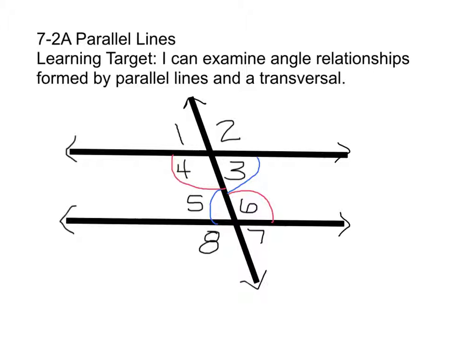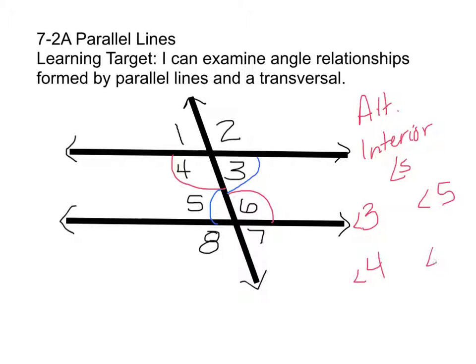So your alternate interior angles, and I'm going to abbreviate alternate as ALT, interior angles: angle 3 and angle 5, angle 4 and angle 6. Now there's something else special about alternate interior angles.